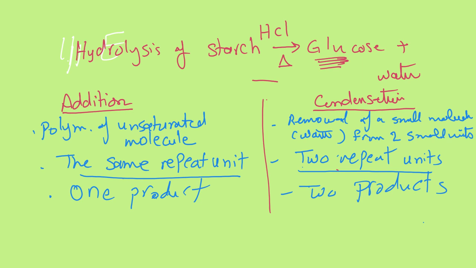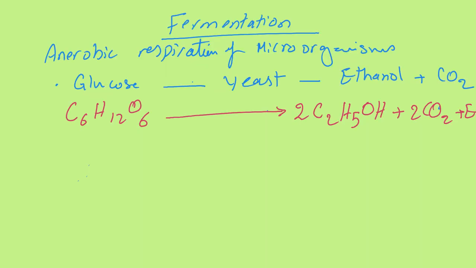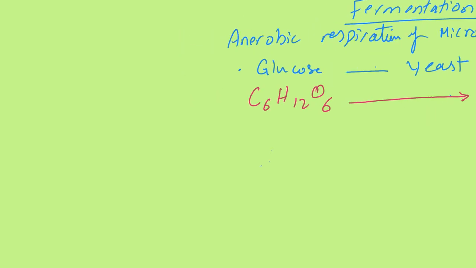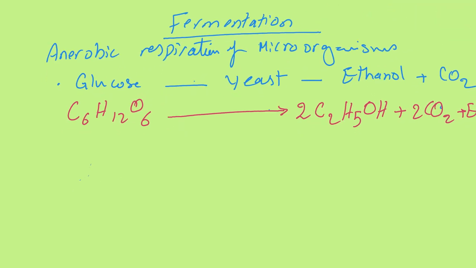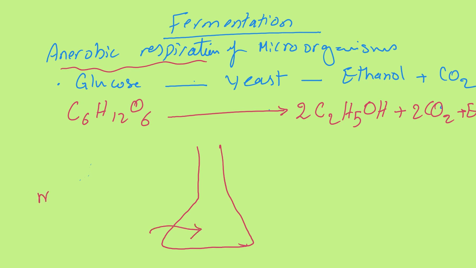Okay, now I think we are done. What's left is the fermentation, right? Yes, anaerobic fermentation is anaerobic respiration. The amount of energy produced is not as in the case of aerobic respiration; it produces a small amount of energy. To carry out this process, you get a conical flask and you add molasses. Molasses is a black honey, a source of glucose, and you add some yeast.